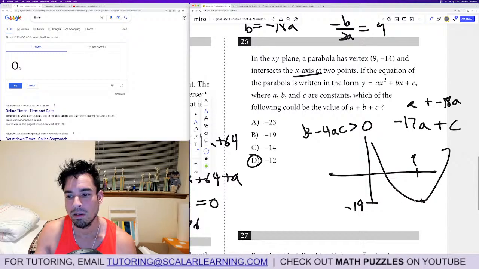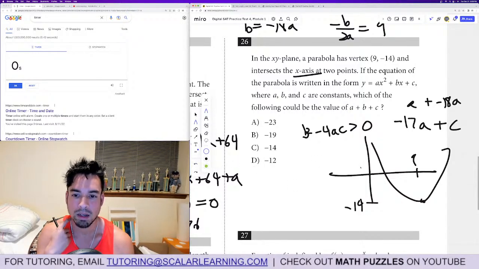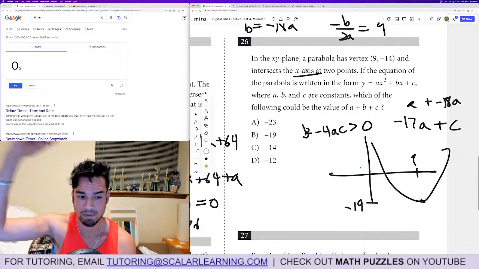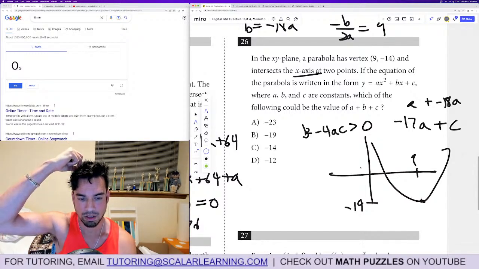Because C, no, what am I saying? Back up. C has to be above. Sure, it could be A plus B plus C.